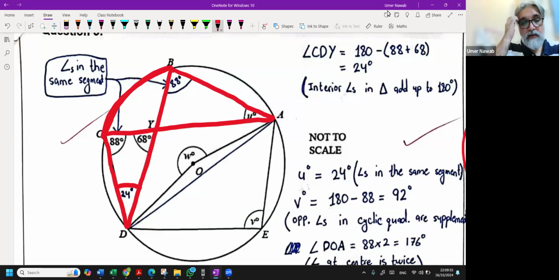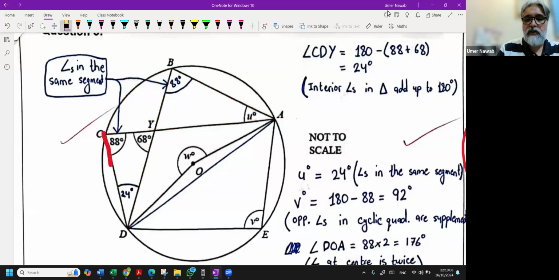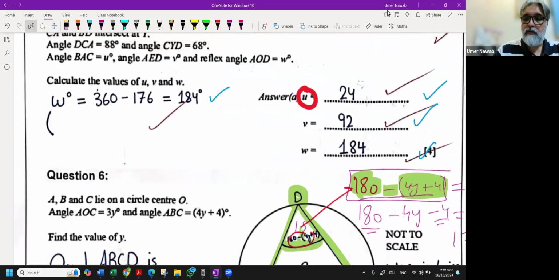How did I get it? You remember he already gave it to you. This is 68, and this is 88. I will add them up and subtract from 180. It will give me 24. So this will also be equal to 24. So angle in the same segment and triangle sum of angles, which is always equal to 180. Two properties I used that help me to find the value of U. It must have 2 marks. Let's check how many marks he has put for it.